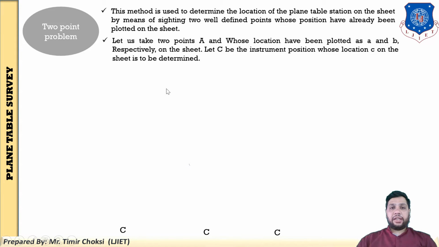Now I start the procedure. This is the most important method. Students, please focus on this particular method because it is important for exams as well as any competitive exam. Now I start this two-point problem. Here, first, points A and B are already plotted on the drawing sheet. A and B are two well-defined points, and small a and small b are already plotted on the drawing sheet. Now there is a little concept here.